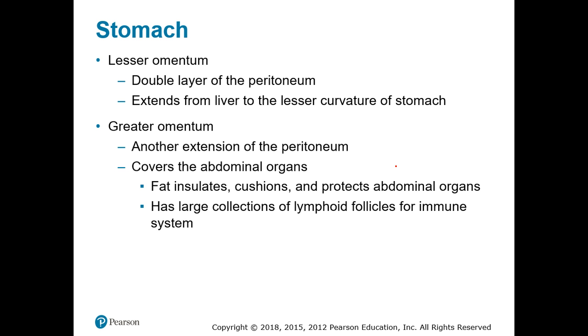Other structures of your stomach include your lesser and greater omentum. These are both extensions of your peritoneum, which is that outside layer that protects it. Your lesser omentum extends from your liver to your lesser curvature, and your greater is going to go all over your abdominal organs below the stomach. Now, your greater omentum is the one that's easiest to see. It's very yellow because it has a lot of fat in it. So fat gives it a yellow appearance. It helps insulate, cushion, and protect your abdominal organs. It also has a lot of lymphoid follicles to help with the immune system and get rid of any unwanted bacteria that can cause infections.